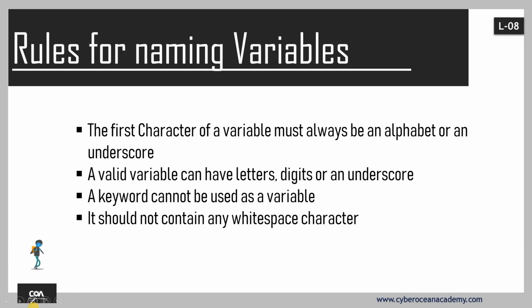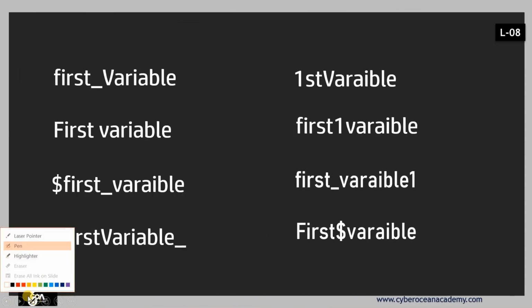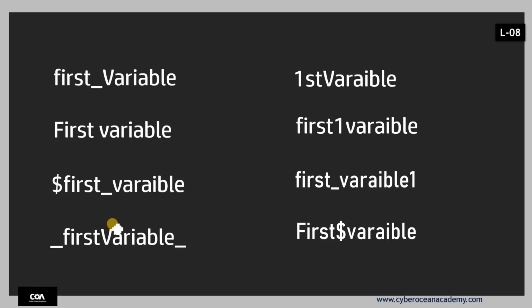Okay, let's take a look at a few examples and tell me which are valid variables. Here are some examples of variable names. In this first example, the first character is an alphabet and it contains an underscore, so it is a valid variable name. Here the first character is an alphabet, but there is a white space inside the name, so it is not valid. Same way, here the first character is a dollar sign, so it is not valid. Here the first character is an underscore, all the characters are alphabets, and there is also an underscore, so it is a valid variable name.